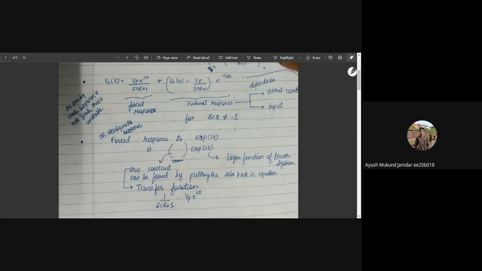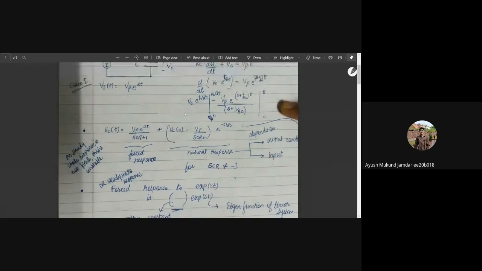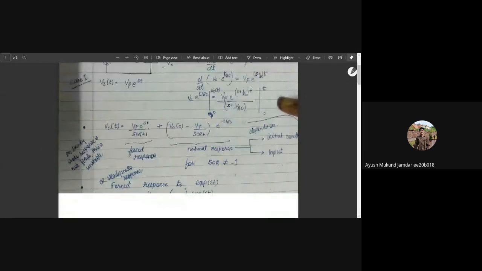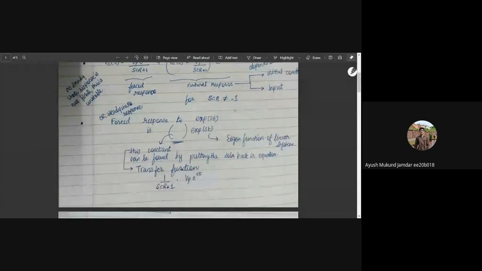But once we know that the forced response is going to be a function, let's say h of s, times exponential st, we can just substitute it back into the equation and find the value for this. So this is what the transfer function is.